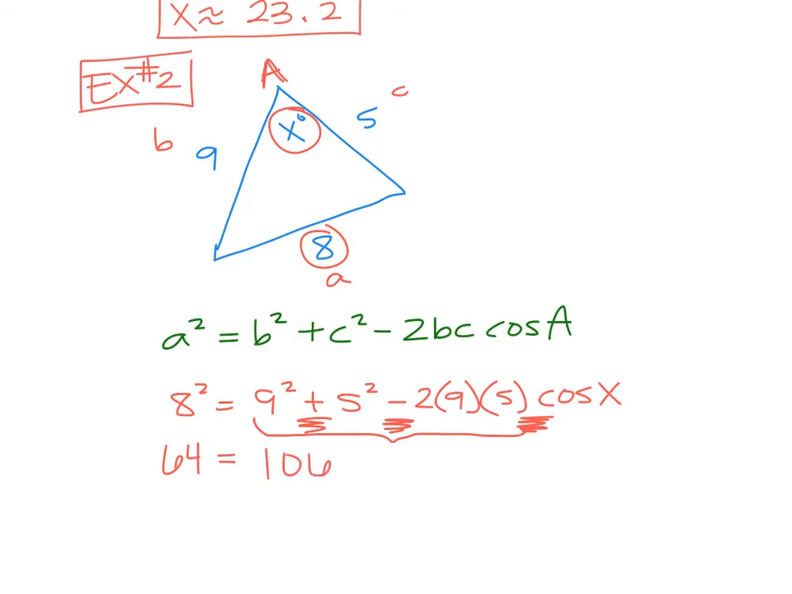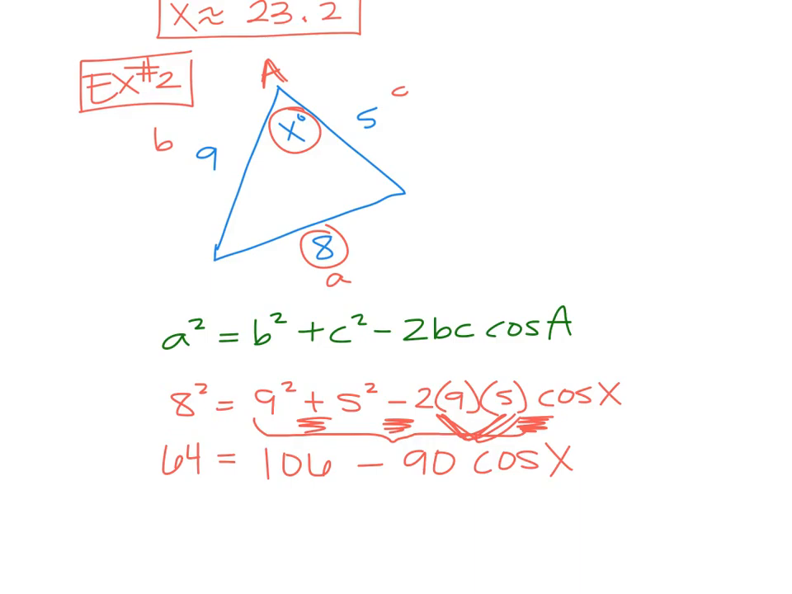Okay, and then it's minus. Now you can combine this. 2 times 9 times 5 is 90. And then you have cosine X. Okay? You cannot do 106 minus 90 right now. What do you have to do? If we're going to eventually isolate X, what do you have to do first? Multiplication. You have to get the 90 cosine. Okay, but we don't know what X is, so we can't multiply 90 by cosine X.